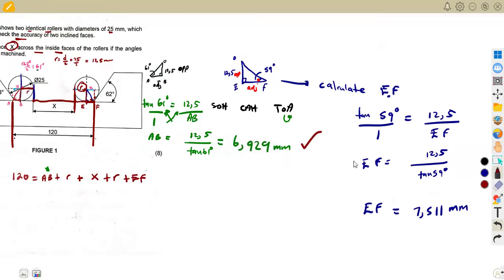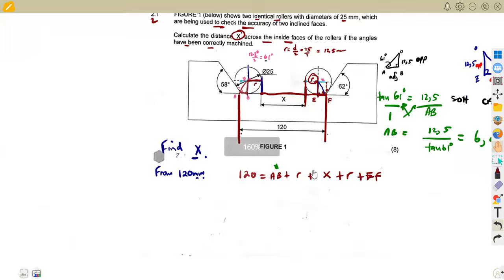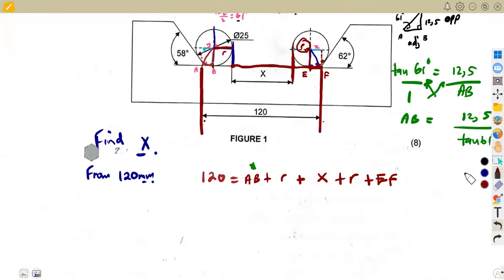With AB calculated and EF calculated, what we are going to do is substitute them back to find X. Since we now have these, we are able to calculate our x. We are just substituting our information. I can make x the subject, or you can just substitute. Guys, this is up to you.